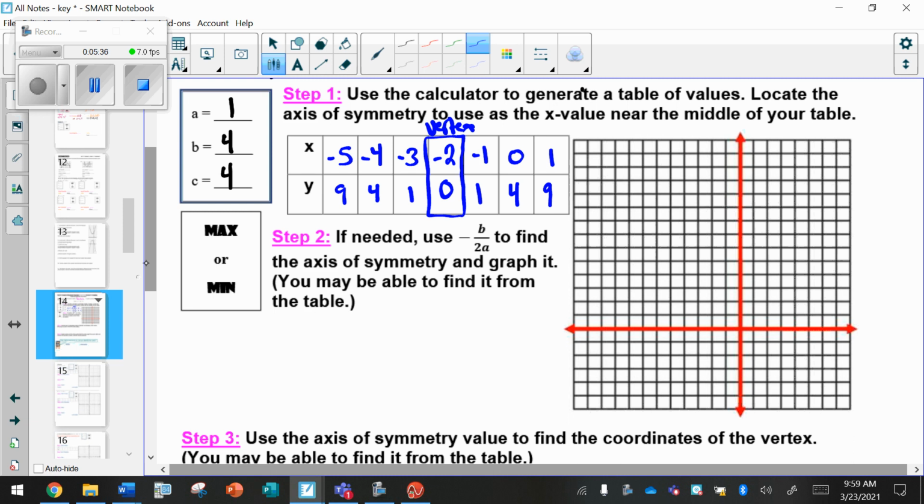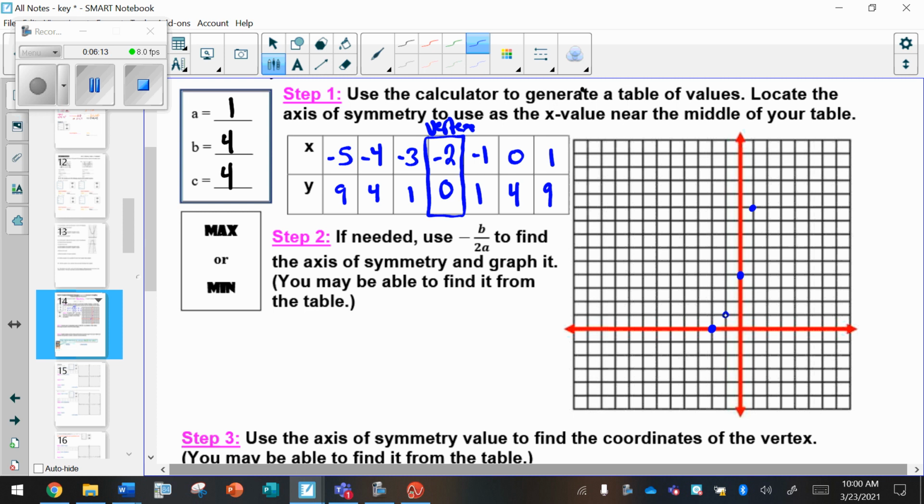So I used the calculator to generate a table of values. I'm going to locate the axis of symmetry to use as the x value near the middle of our table. That's what we did. Now, let's graph it. So -2, 0, -1, 1, 0, 4, 1, 9. Remember, because our graph is symmetric right down the middle, I don't really have to count too much.